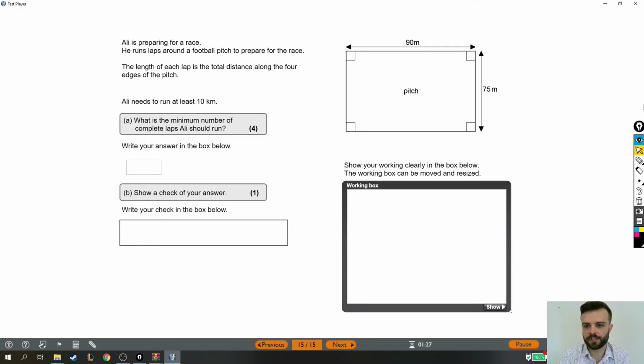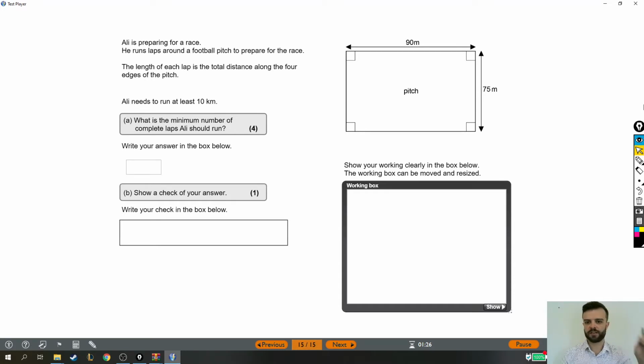Ali is preparing for a race. He runs a lap around a football pitch to prepare for the race. The length of each lap is the total distance along the 4 edges of the pitch. Ali needs to run at least 10 kilometers. What is the minimum number of complete laps Ali should run?